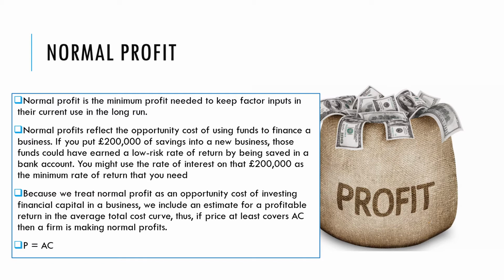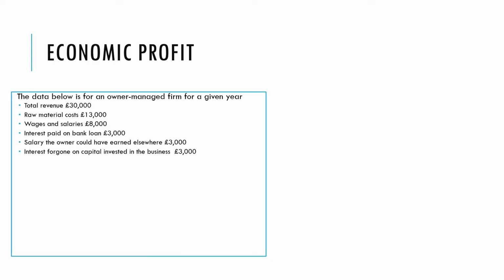So as long as price is equal to the average cost, and that average cost includes this measure of return we could have had elsewhere, then we would say normal profit is being made if the price is the same as the average cost. Let's have a little look more at this idea of what we mean here by normal economic profit. We're really talking here about an economic profit rather than a business profit. So let's consider the data below.